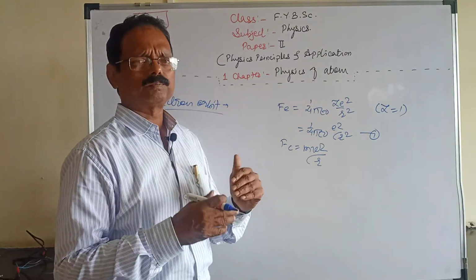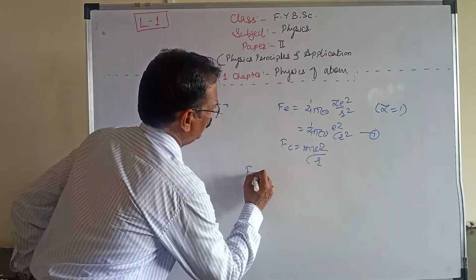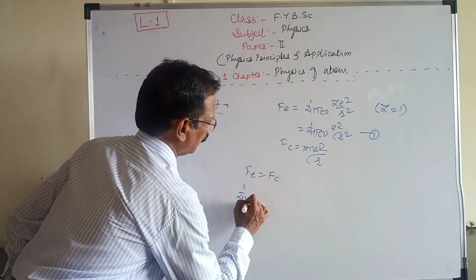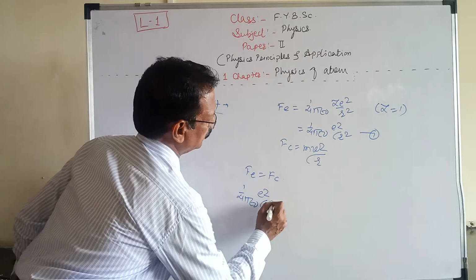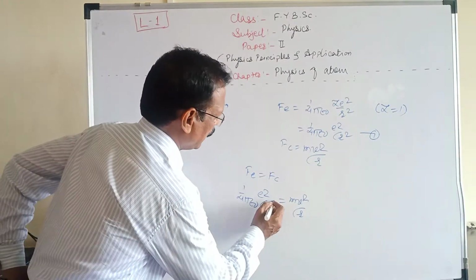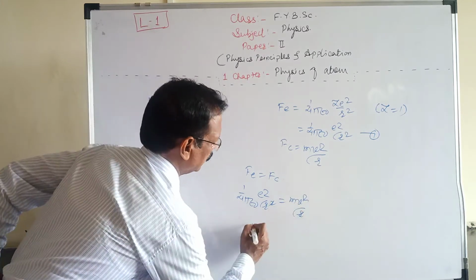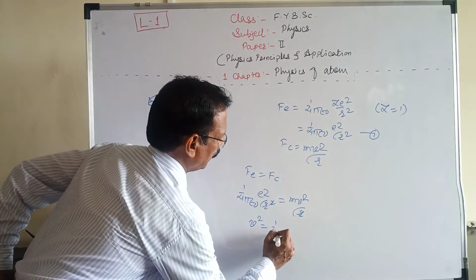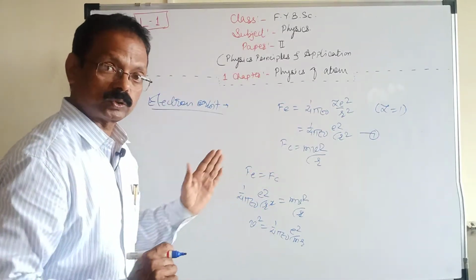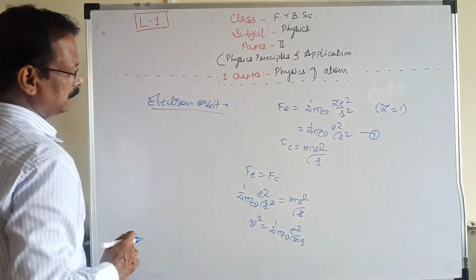For dynamic stability, the electrostatic force of attraction Fe is equal to Fc. So Fe = 1/4πε0 times e²/r² = mv²/r. Here r gets cancelled with this r, and what happens? v² is equal to, transferring m to that side, 1/4πε0 times e²/(m r). This m goes to the denominator. So this is nothing but v².